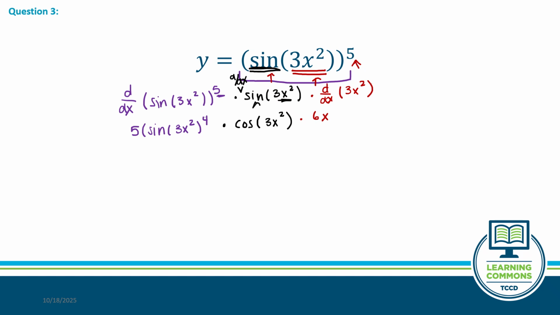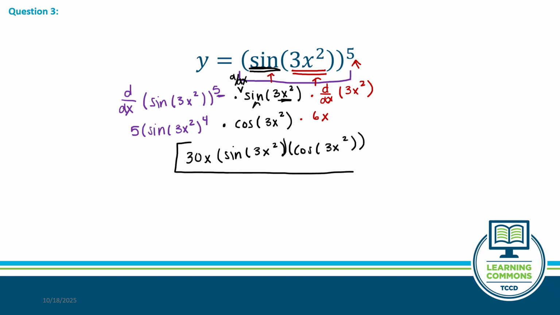So 6 times 6x times 5 would be 30x, and sine 3x to the 2nd times cosine 3x to the 2nd. And that's it. Make that a double. I'm not going to do anything else. There's no true simplification I can do to make this any better.